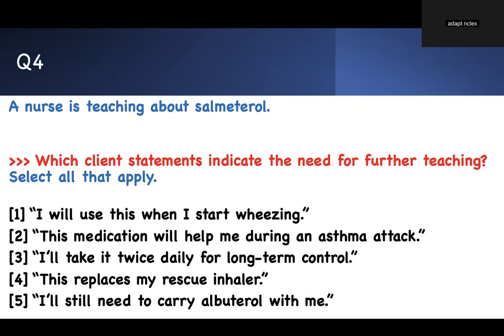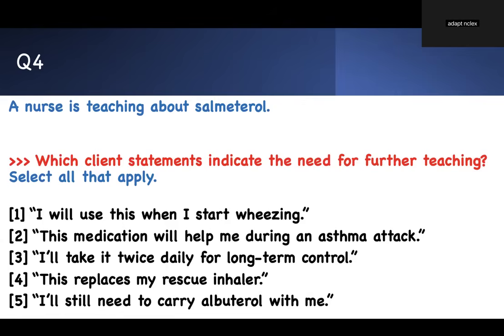When I hear salmeterol, the first thing I tell myself is long acting. If I need further teaching, they're not understanding something regarding long acting. I will use this when I start wheezing. This medication will help me during an asthma attack. I will take it twice daily for long-term control. This replaces my rescue inhaler. I will still need to carry Albuterol with me. These questions show up on the NCLEX. The concept I'm using is the same thing they will write when they test you about salmeterol. So watch these questions, pay attention, and know how they're going to trap you.